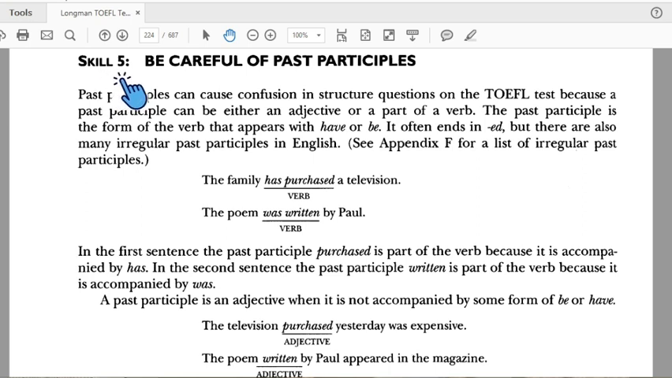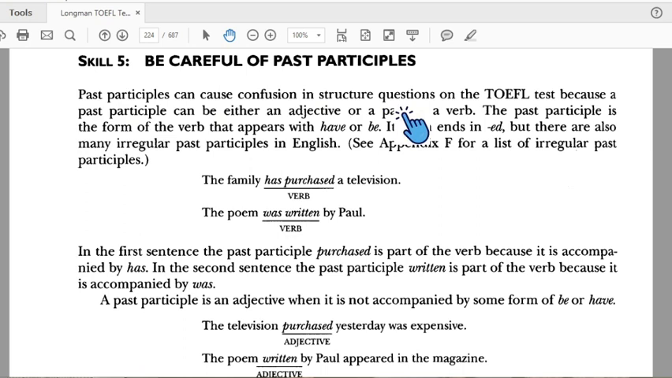That's Skill 5. Okay, be careful of past participle. Make it different, yeah. Which one is present participle and which one is past participle? It's a little bit similar, but this one is a little bit difficult because there are many words or verbs that can be past participle. Okay, look at this. Same, yeah.